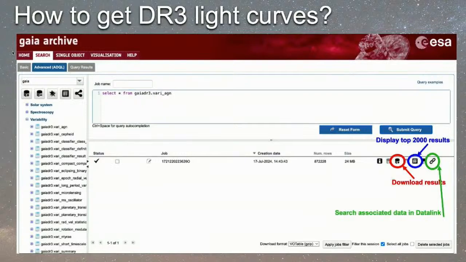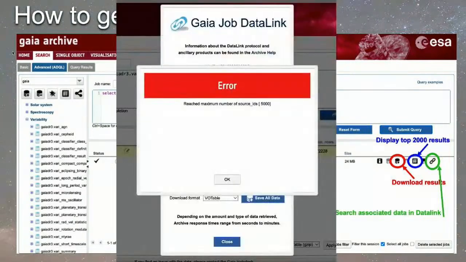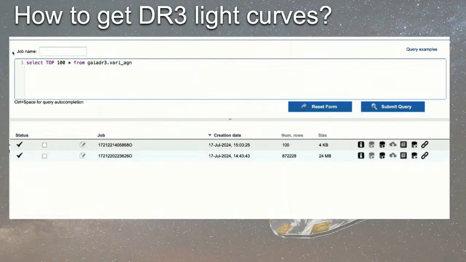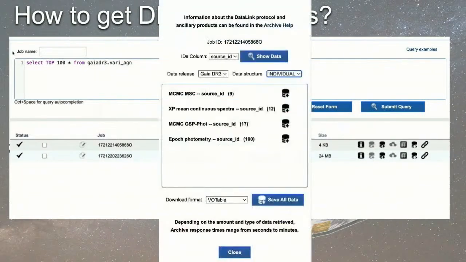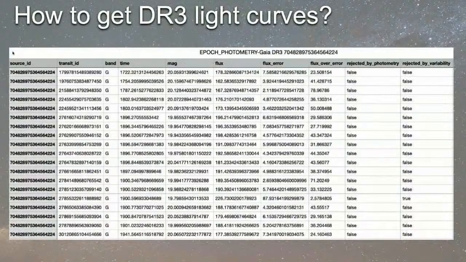But if you want to get the light curve, you go here and search associated data link, data link. But we have a problem because of the size of the table. You can't download more than 5,000 sources. Okay, we create a table, or in this case, you can select the source. When you download the table, you download a single file for the source. Here you have the source ID, the band, the time, flux, flux error, and the photometry and the variability. This is to eliminate the outliers, the strong outliers.